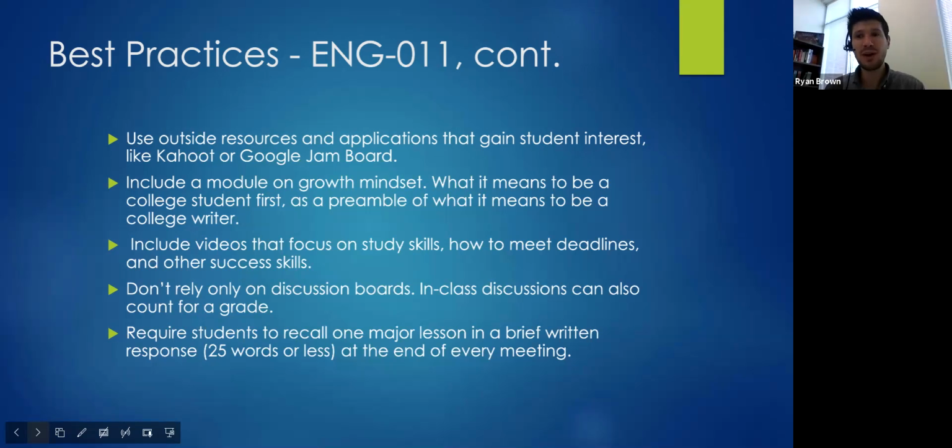But it creates kind of a more informal way of talking about writing, but still encouraging that engagement and that level of thinking and response.